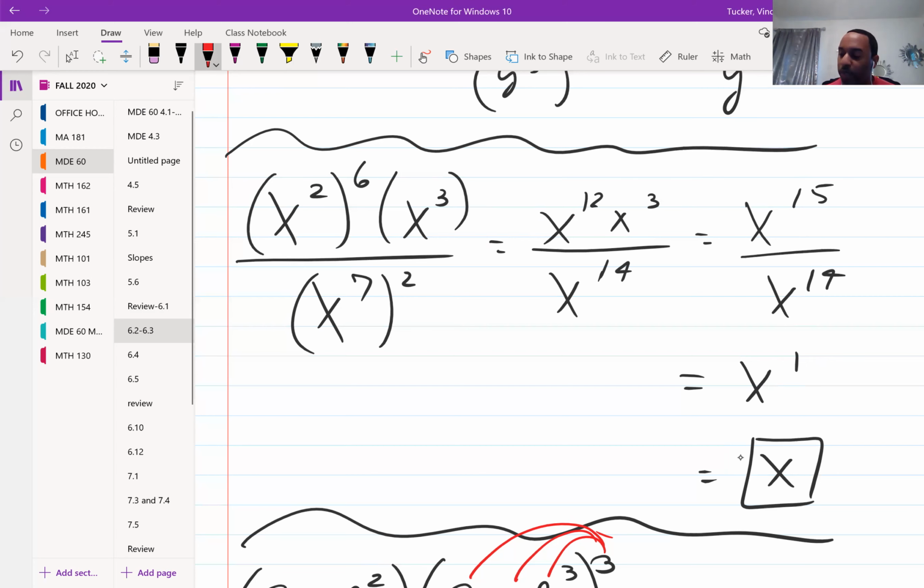And I'm pretty sure if you put x to the first power in there, they'll probably give you another hint saying that they want the answer in its most simplest form, which would just be x. So, all right. Questions on that one?